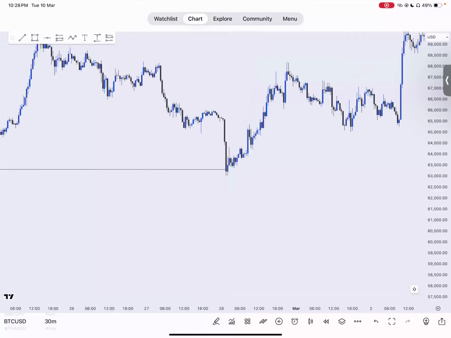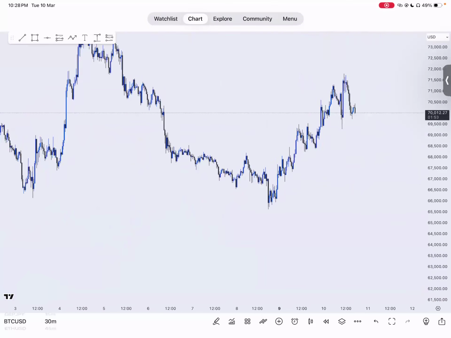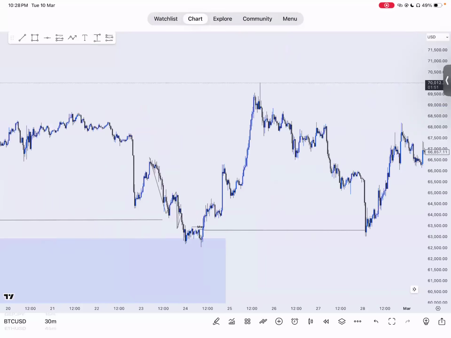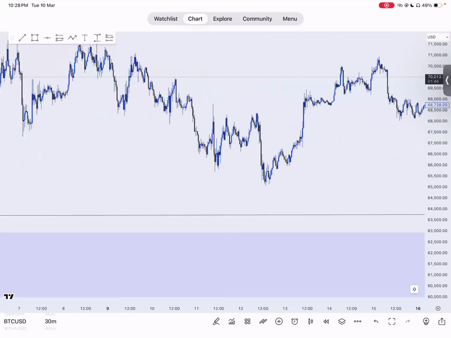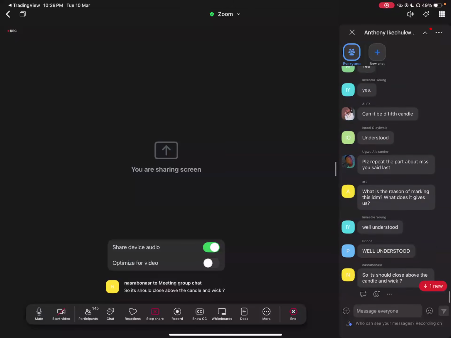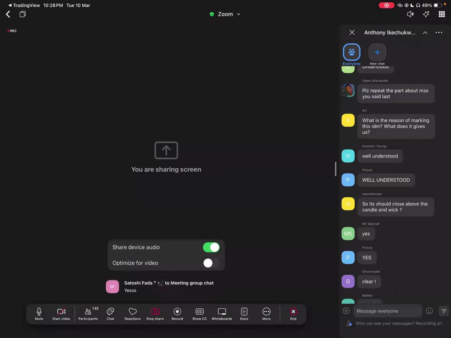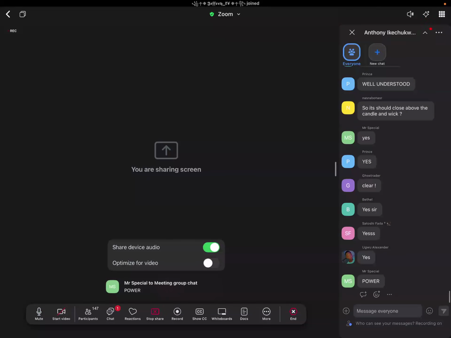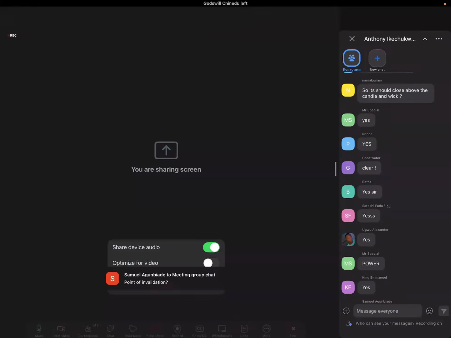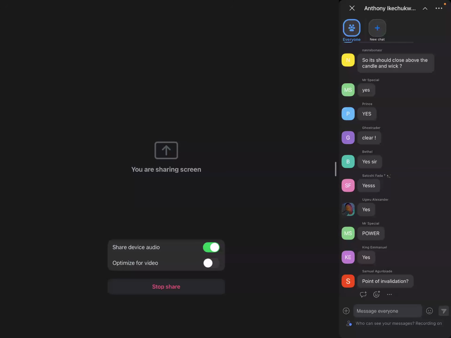So that is what an inducement is: the first valid pullback that the market gives you after an MSS or after a multiple break of structure. Hope you guys are following me. So the inducement is a trap in the market. It's a trap. The inducement acts as an extra layer of confluence that tells you that your MSS or your multiple break of structure is valid.